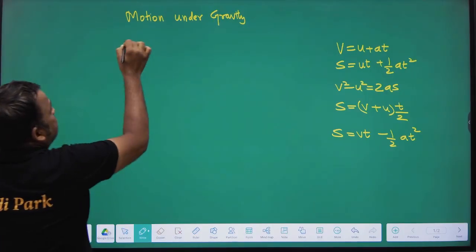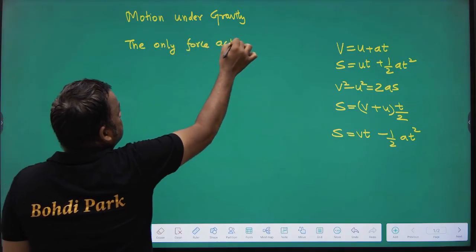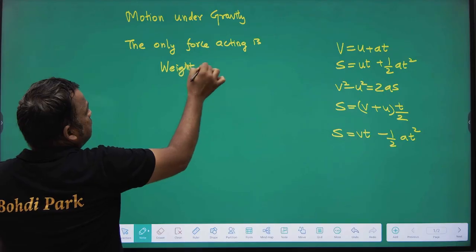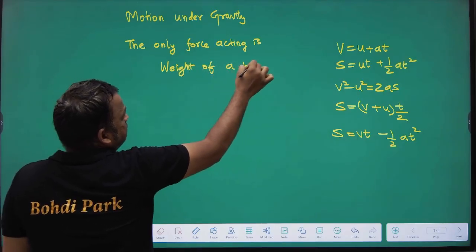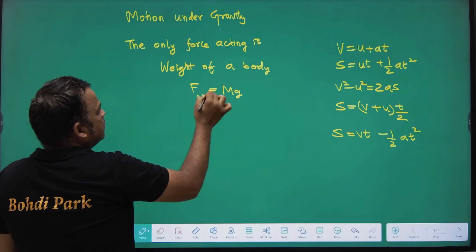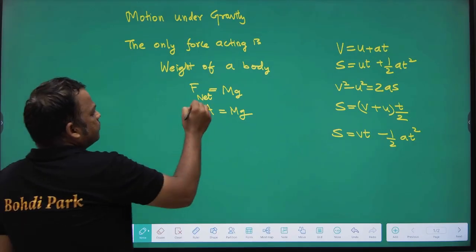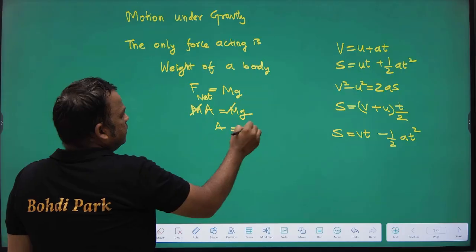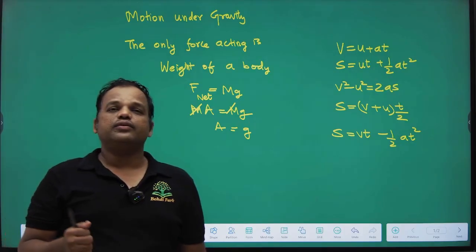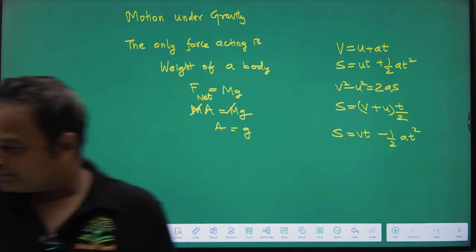The only force acting is the weight of a body, which is mg. So net force is equal to mg, and net force is equal to mass into acceleration. So we have acceleration is equal to g. g is known as acceleration due to gravity.